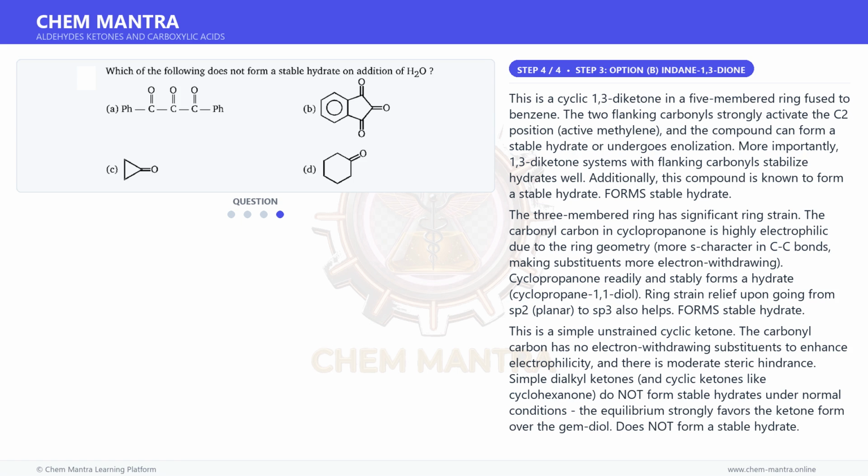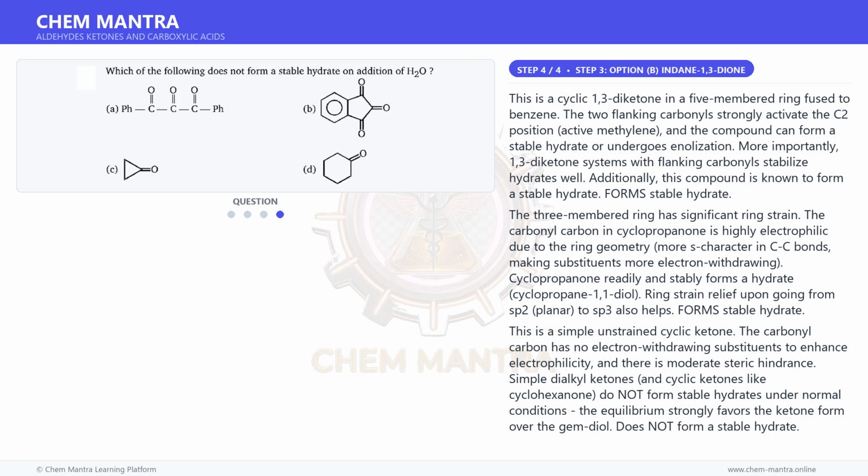Forms stable hydrate. This is a simple unstrained cyclic ketone. The carbonyl carbon has no electron-withdrawing substituents to enhance electrophilicity, and there is moderate steric hindrance. Simple dialkyl ketones and cyclic ketones like cyclohexanone do not form stable hydrates under normal conditions. The equilibrium strongly favors the ketone form over the gem-diol. Does not form a stable hydrate.